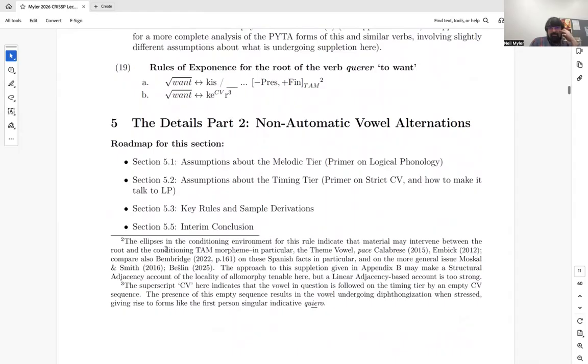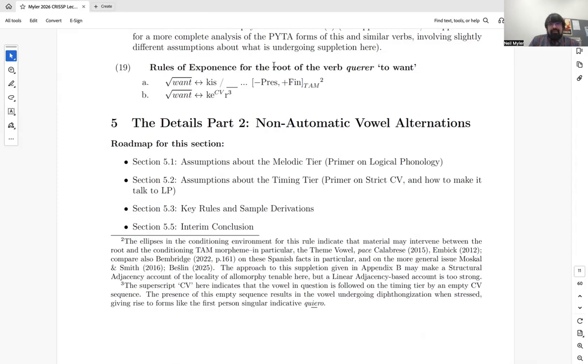There are some more relevant references here. Bembridge 2022 notes this same problem for linear adjacency in his dissertation with respect to these Spanish facts. On the more general issue, see also Moskal and Smith 2016 and Masha Bezvin's recent NELS Proceedings paper.